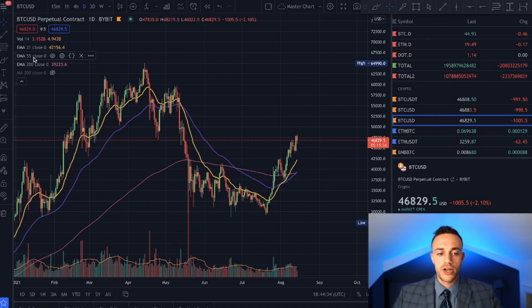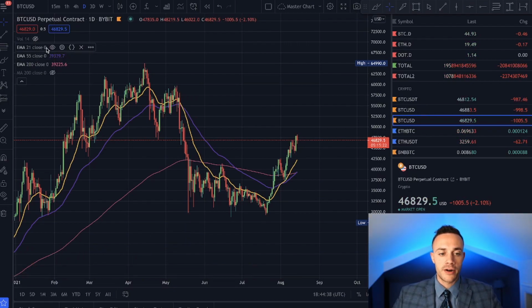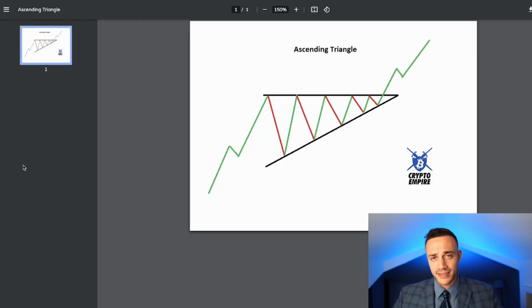So if we're in an uptrend, we look to trade bullish chart patterns, which takes me to my first chart pattern, and that is the ascending triangle. So if you are in my free Telegram group or you are in the Discord group, you know that this has been my favorite chart pattern to trade in this current market at this moment in time.